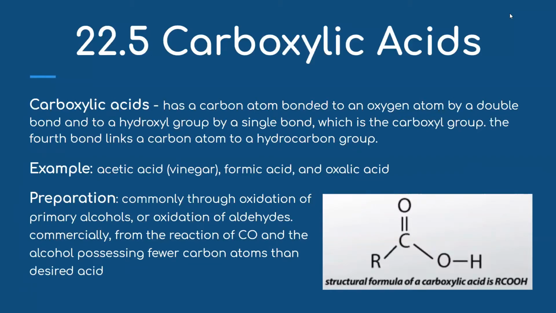Examples of carboxylic acids are acetic acid, which is vinegar, formic acid, and oxalic acid. Carboxylic acids are prepared commonly by the oxidation of primary alcohols or by the oxidation of aldehydes. Commercially, they're prepared from the reaction of CO and the alcohol possessing fewer carbon atoms than the desired acid. The picture on the bottom right is the structural form of the carboxylic acid, where R is the hydrocarbon group.